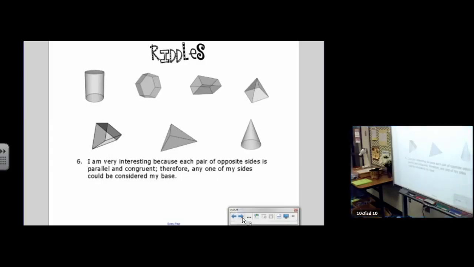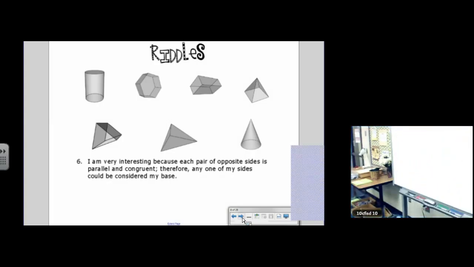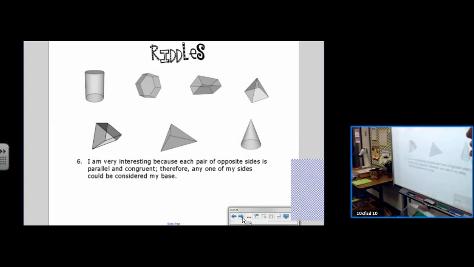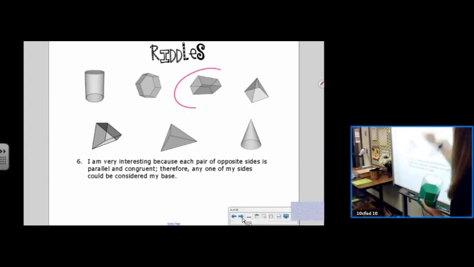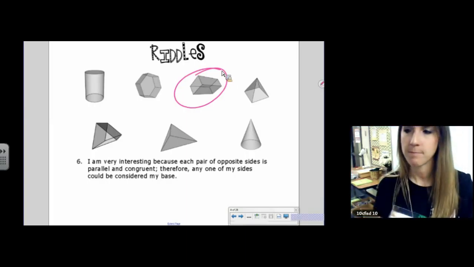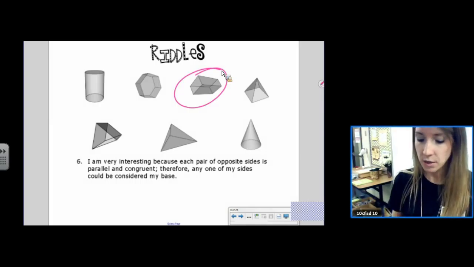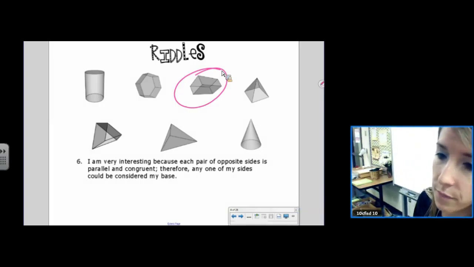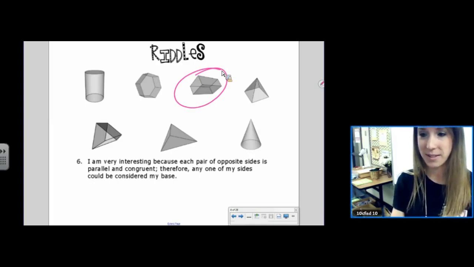Last one. I'm very interesting because each pair of opposite sides is parallel and congruent. Therefore, any one of my sides could be considered my base. Nice. Quick. We're not going to say cube. Yes, cube could be an answer, but in this one, we're going to do rectangular prism. Any one of those sides could be the base. So the problem is going to have to tell you. A rectangle is sometimes a square. A square is always a rectangle.